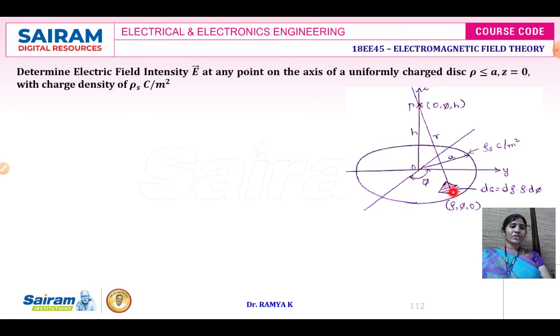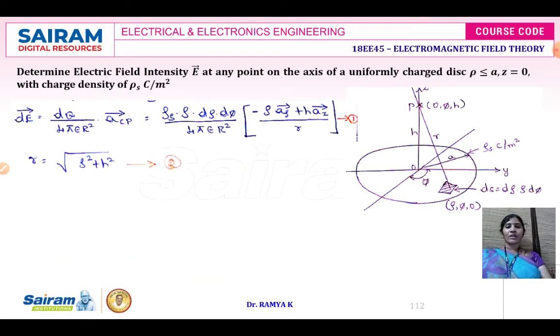This is your differential elemental surface area. It varies with respect to rho, which you can write as d rho, and it can be placed all along the phi direction. So the phi direction will vary with respect to rho, giving rho into d phi. Here r, the distance between cause and effect, is equal to root of rho square plus h square.